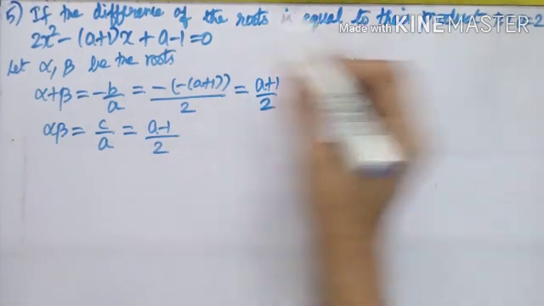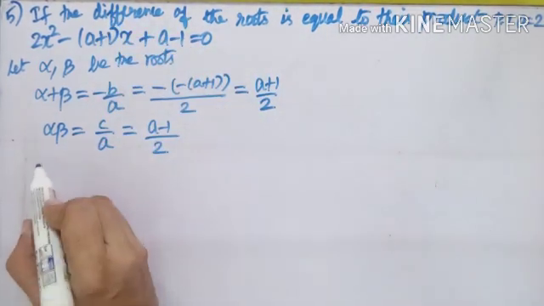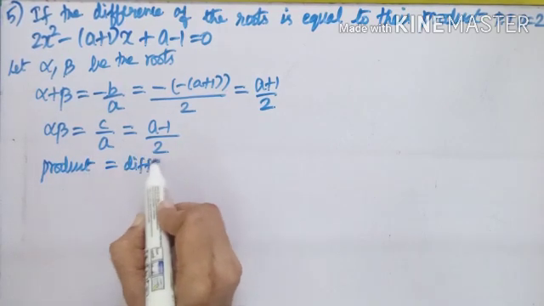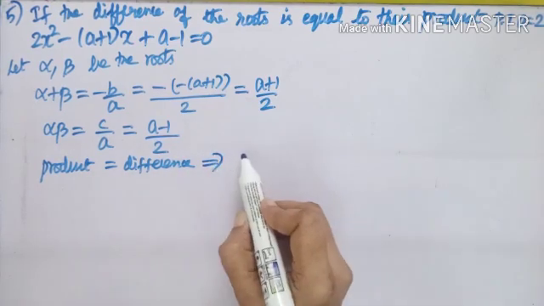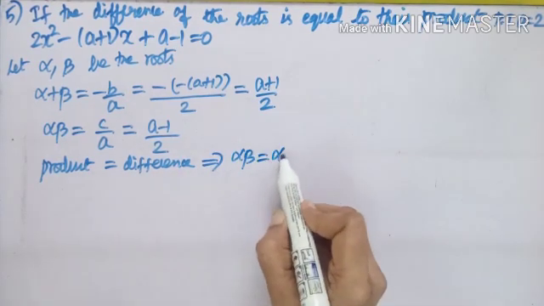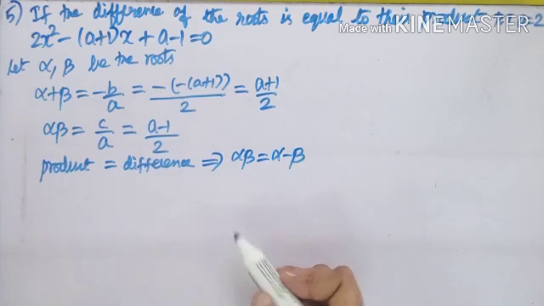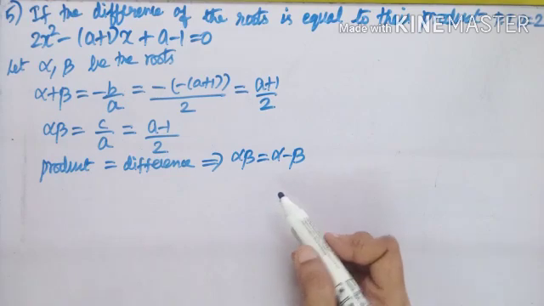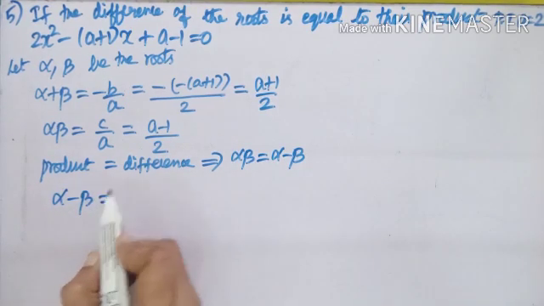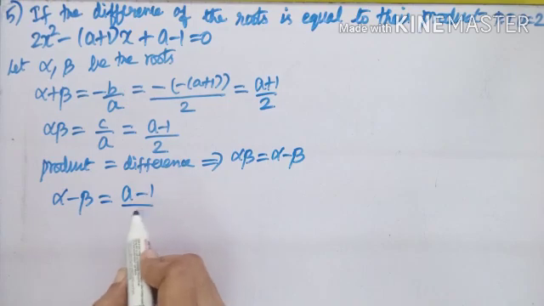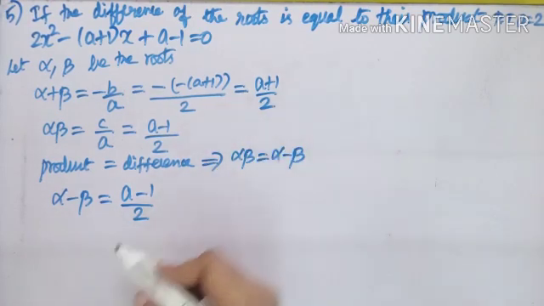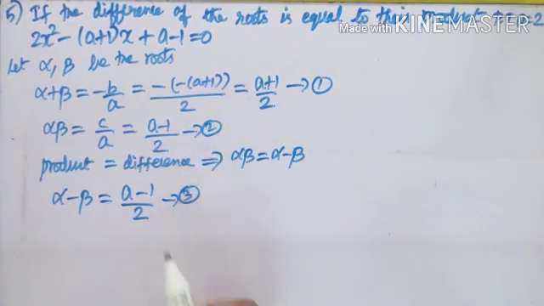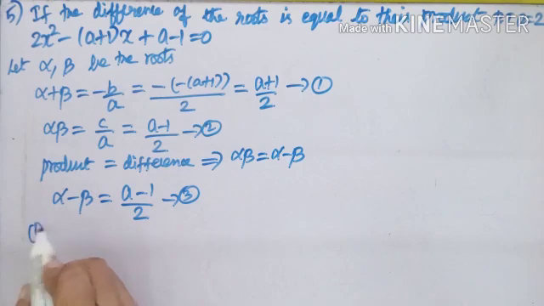Product is nothing but difference of the roots. So they have given product equal to difference. That implies alpha into beta equals alpha minus beta. So alpha beta answer I can put for alpha minus beta also. So alpha minus beta equals a minus 1 by 2. Solve these two. Call this as number 1, number 2 and number 3. So let me add 1 and 3.